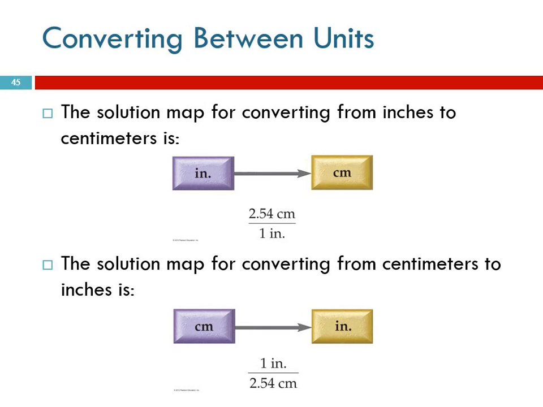So what might this look like? A simple example, converting from inches to centimeters. So this is what we're starting with. We draw an arrow to what we're trying to find, and then we write down what the conversion factor is. In order to go from inches to centimeters, we have to have the relationship between them. If you're converting from centimeters to inches, you're starting with centimeters, you're going to inches. This conversion factor is going to be upside down of the one used for this.